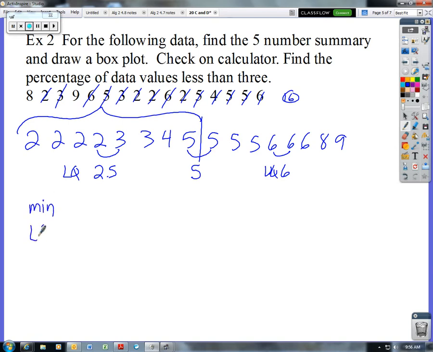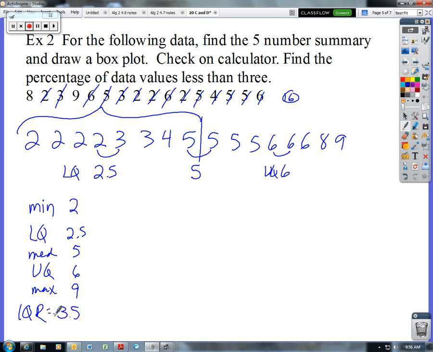Now we can write our 5-number summary pretty quickly. Please label your 5-number summary. It doesn't take that long to do. 2, 2.5, 5, 6, and 9. Just for fun, let's do the IQR. 6 minus 2.5, so that's 3.5.